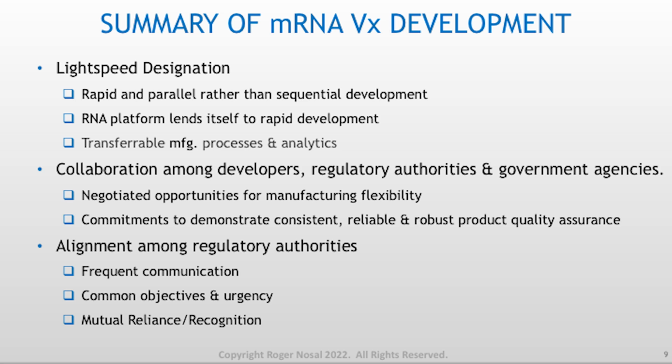So a summary of the development itself and what was good about it and what actually worked was that we called it the Lightspeed designation, rapid parallel development. The platform, as I said, lends itself to being very, very amenable to rapid development. And we could transfer processes and analytics very quickly around the world. And those were real key factors that allowed us to move as quickly as we did. There was also tremendous collaboration in that first year. I've been in the industry 41 years, and I've never seen the amount of collaboration between companies, among regulators, among government officials to try to move very quickly. It was kind of nice to see, actually. Money was no object, and everybody was playing in the sandbox nicely.